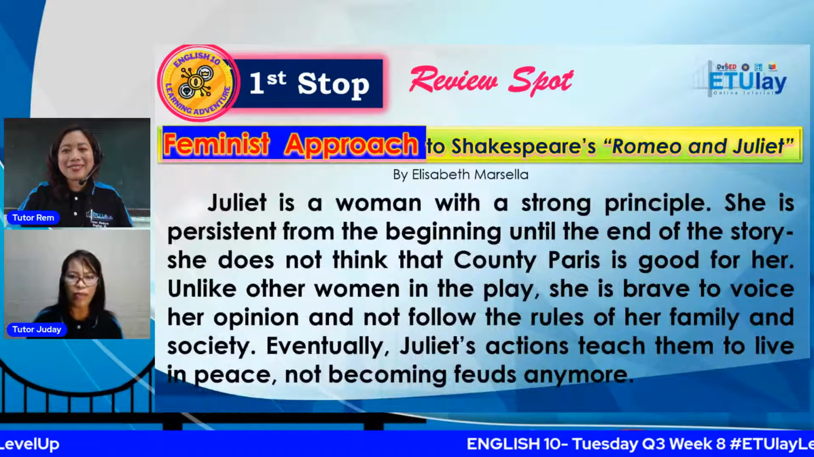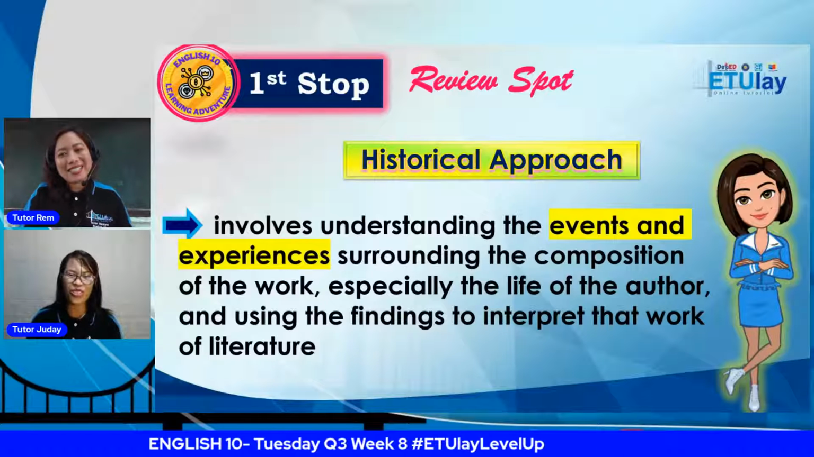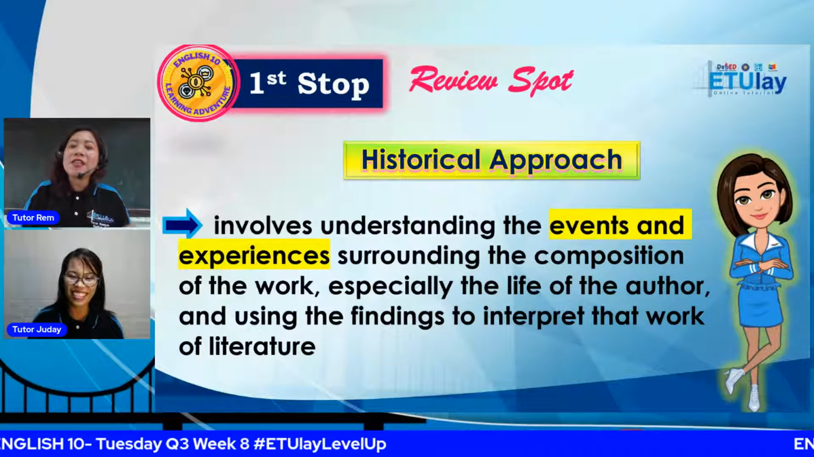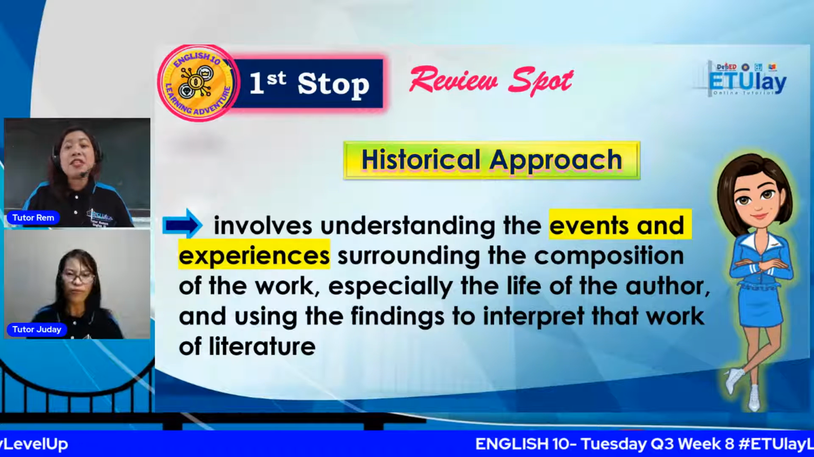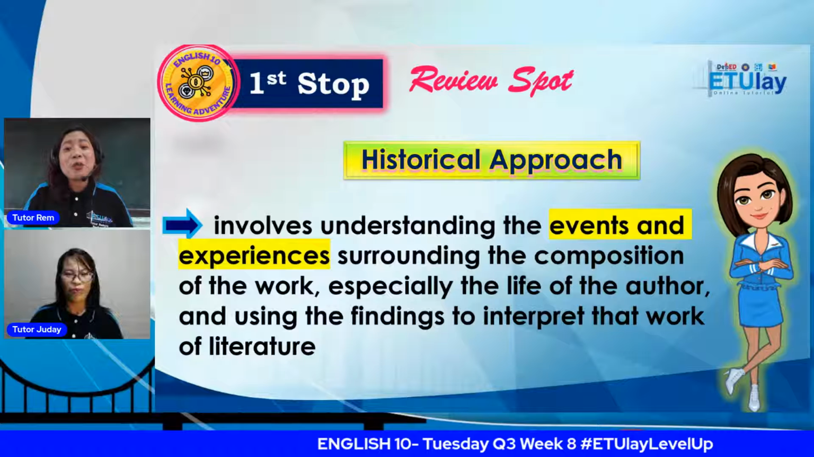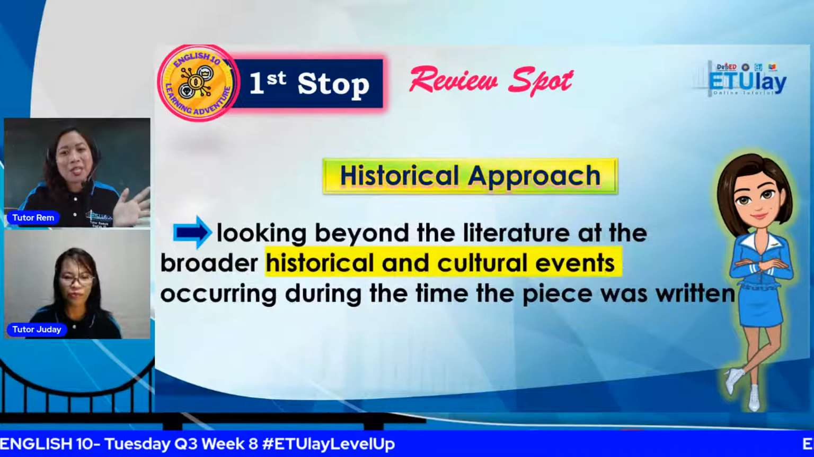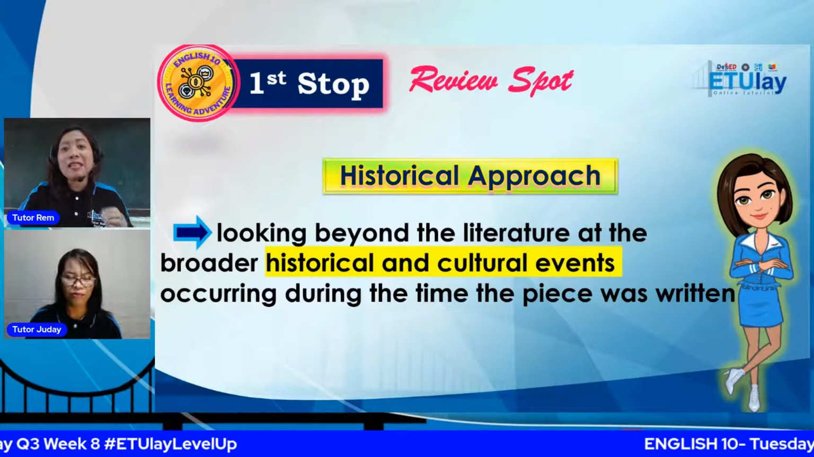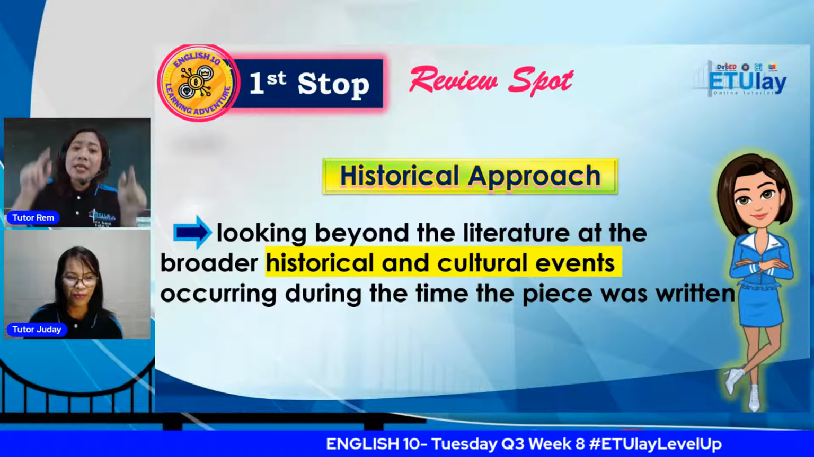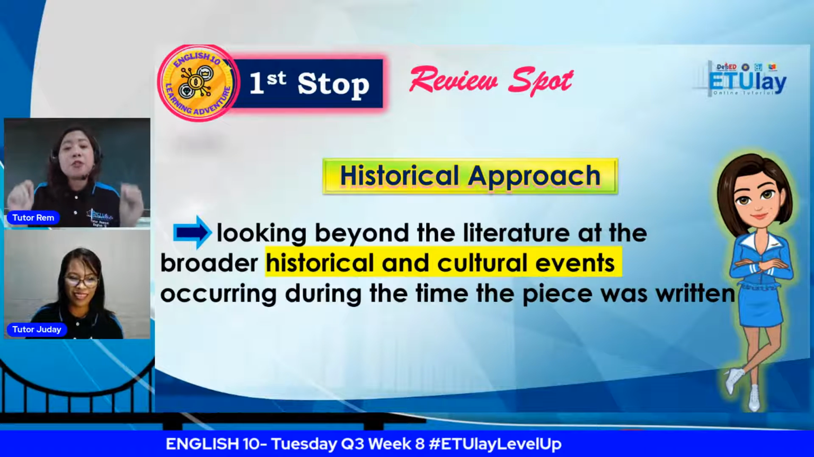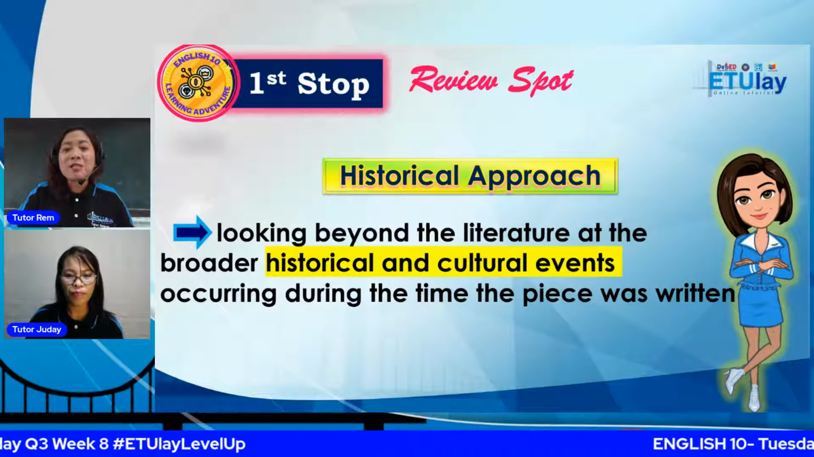Thereafter, we talked about the historical approach, that involves understanding the events and experiences surrounding the composition of the work, especially the life of the author, and using the findings to interpret that work of literature. And of course, we have another thing about the historical approach. This has something to do with looking beyond literature at the broader historical and cultural events occurring during the time the piece was written.